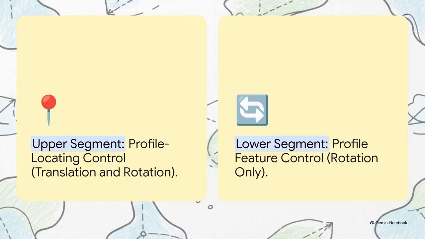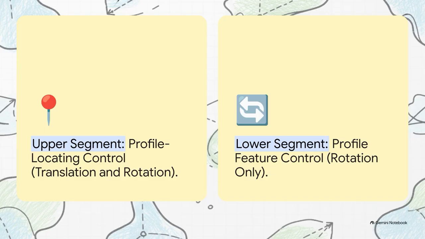And this brilliantly illustrates how the standard handles that composite logic. Just like we learned with position tolerances, a composite profile feature control frame has multiple segments. The upper segment, that's your profile locating control. It locates the massive surface to your datums, constraining both translation and rotation. Then you have the lower segment, which is the profile feature control.